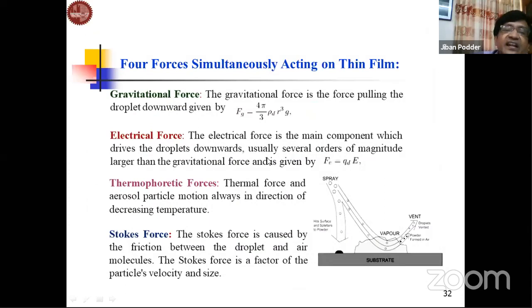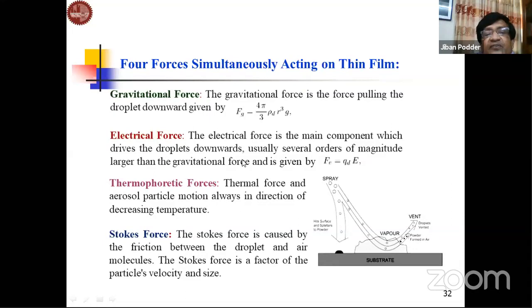Here you see there are four forces actually involved in the formation of the droplet and the formation of the nucleation. The first is the gravitational force. This force is equal to, this is the spherical shape, that's why 4 pi by 3. And due to gravity, the water molecules are falling down from the nozzle to the hot plate.